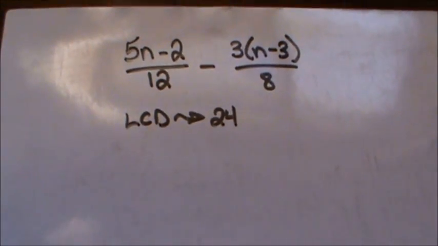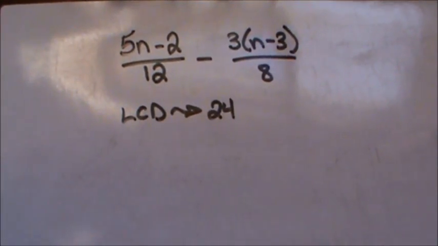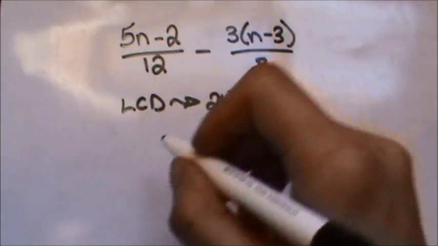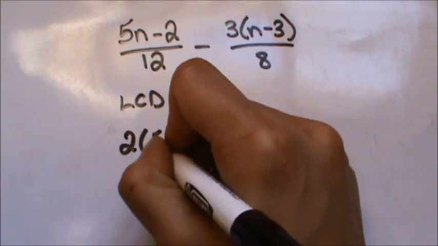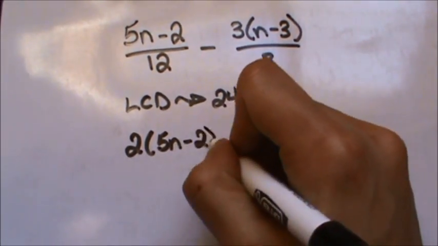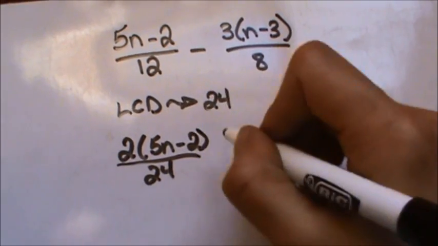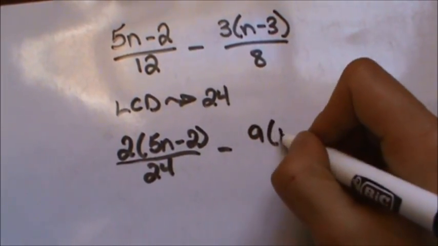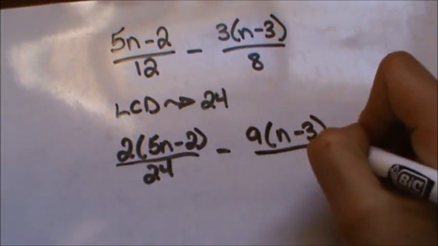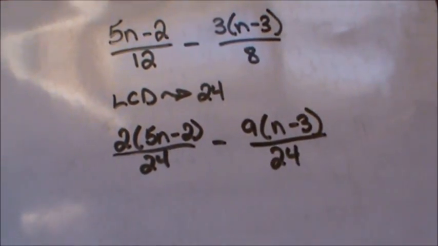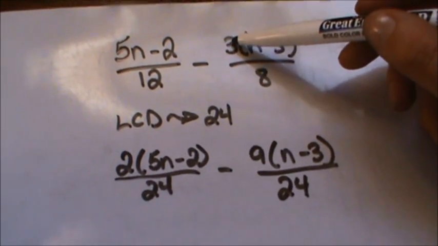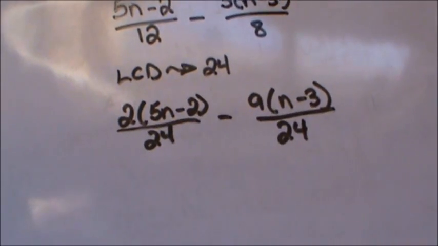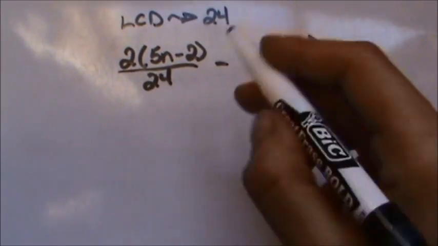24 is the smallest number that can be divided by 12 and can be divided by 8. So that means this first fraction I need to multiply top and bottom by 2. And the second fraction, I need to multiply top and bottom by 3. What I ended up doing is just taking this 3 here, multiplying it by the 3 to get that one. Now I have common denominators, now I can rewrite it as one fraction.